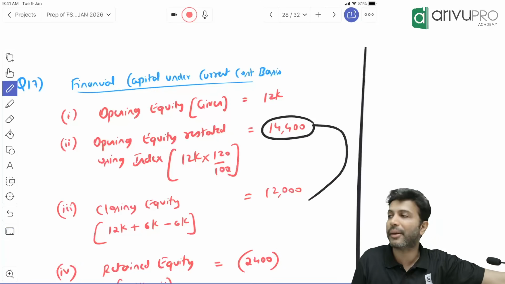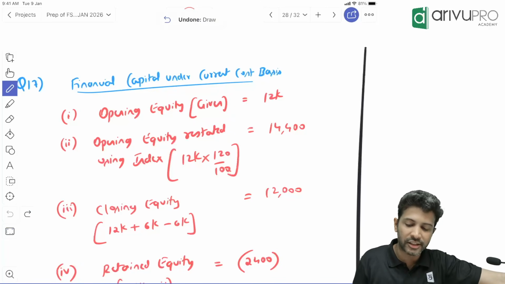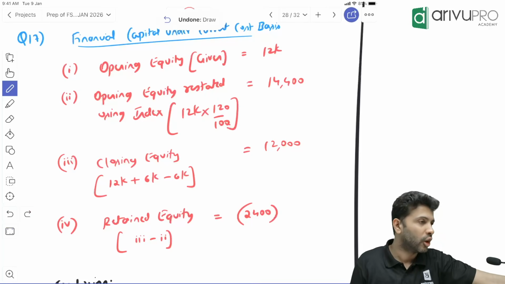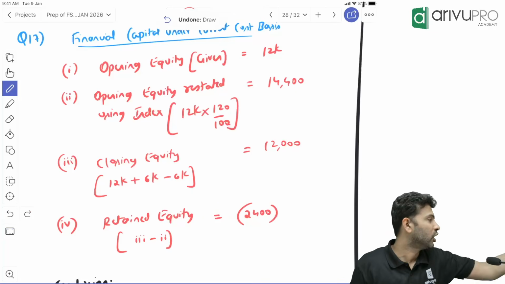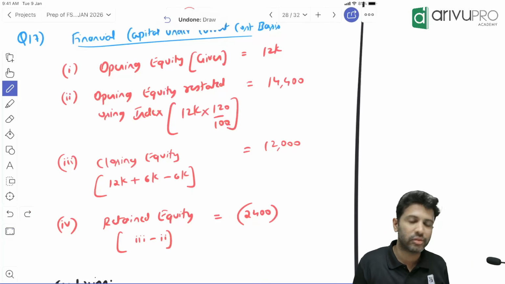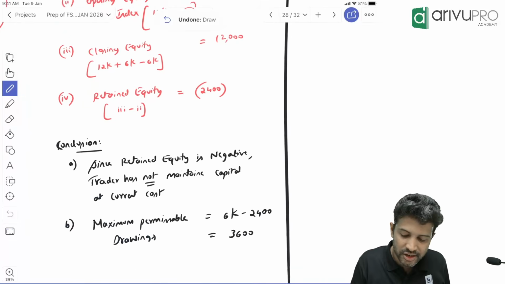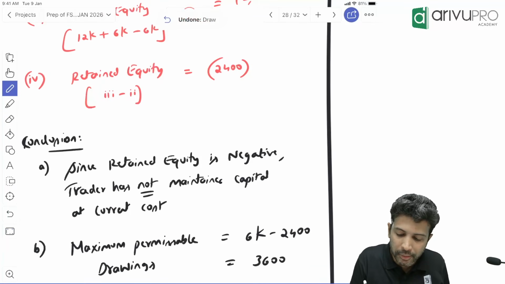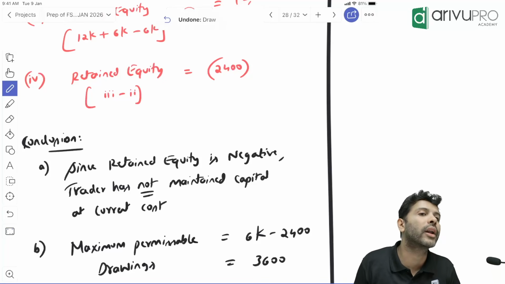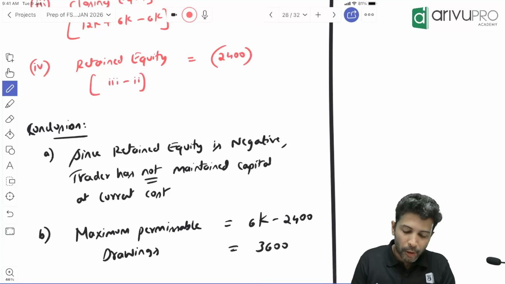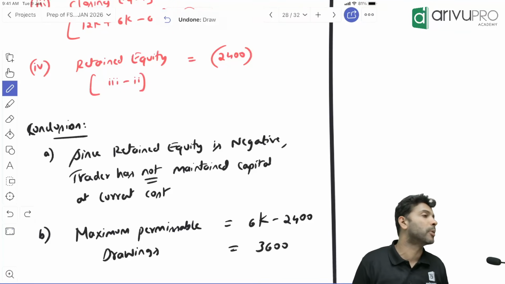14,400. But trader maintained only 12,000. That means did the trader retain any money? No. Ideally he had to retain how much? 2,400. Did he retain? No. So because this retained earnings is negative, has trader maintained the capital or not maintained? Not maintained.